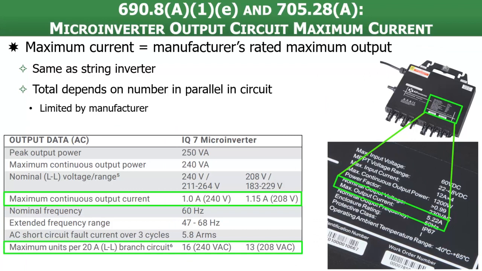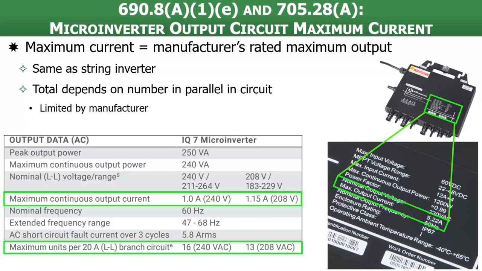Microinverter output circuit maximum current is the same in concept as the previous inverter that we were just looking at. So maximum current is going to equal the manufacturer's rated maximum output. So in this case, on the example we see on the bottom left, maximum continuous output current of this microinverter is going to be 1 amp at 240 volts or 1.15 amps at 208 volts. And so typically, these inverters are wired together, connected in parallel, and the total amount of current is going to depend on the total number in parallel in a given circuit.